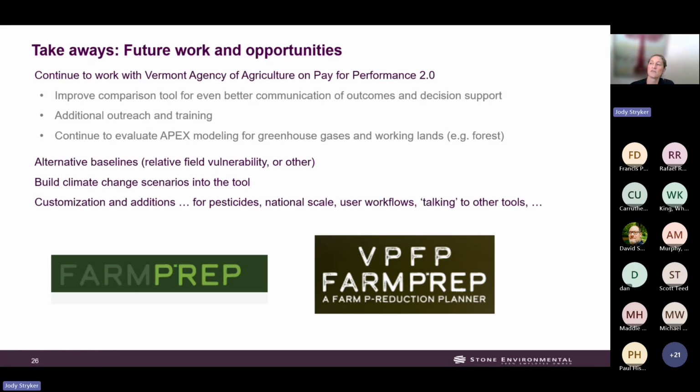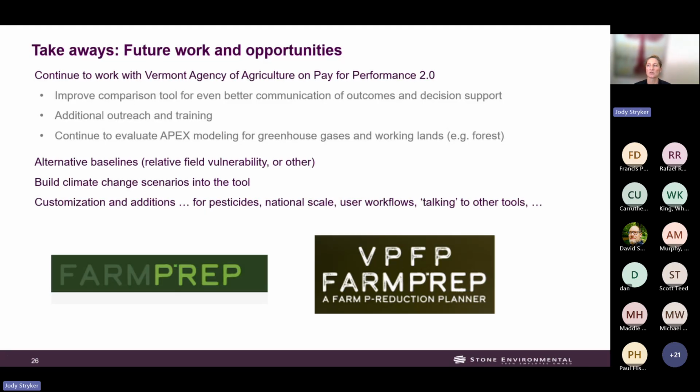And lastly, I'll just mention a few of the ideas about where we're going with this. We're still working with the Agency of Agriculture in Vermont as they work to establish the second phase of the Pay for Performance program. So we're still doing a bit of work on this comparison module to further improve the communication of outcomes and decision support. The state is looking at additional outreach and training as it relates to the tool. And we're continuing to wrap up our evaluation of the greenhouse gas and working lands components.